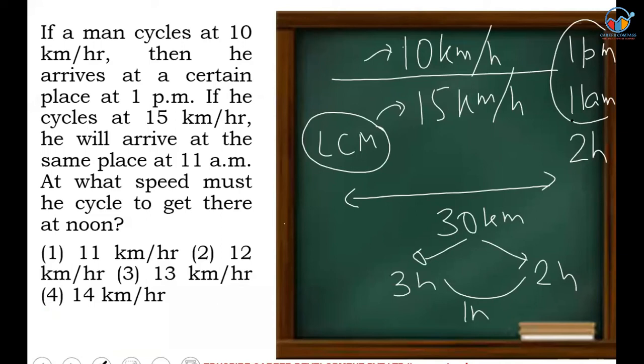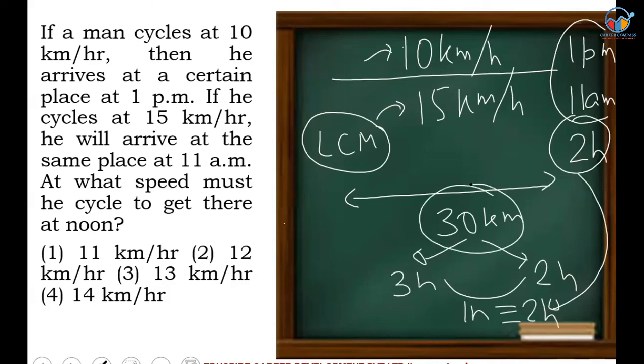But as per the actual numbers given in the sum, this is 2 hours, which means the actual distance, since this is getting multiplied by 2, should also get multiplied by 2, which means the distance between these 2 points is 60 kilometers, right? Not only that, we also understand this first journey was for 6 hours, right?